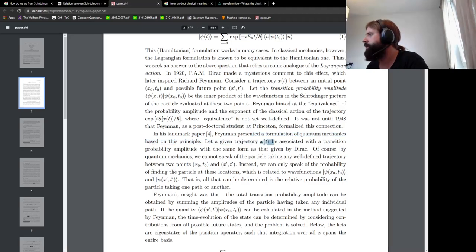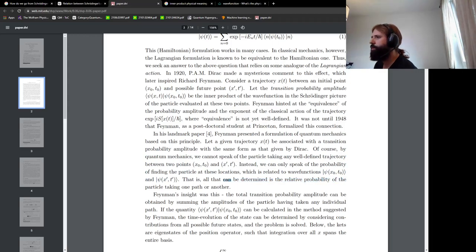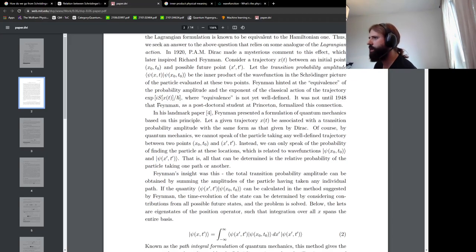So there's a bunch of trajectories, and then they associate with the transition probability amplitude with the same form as that given by Dirac. Of course, by quantum mechanics, we cannot speak of the particle taking any well-defined trajectory between two points. Instead, we can only speak of the probability of finding the particle at these locations, which is related to wave functions. That is, all I can determine is the relative probability of the particle taking one path or another. Feynman's insight was this: the total transition probability amplitude can be obtained by summing the amplitudes of the particle having taken any individual path.